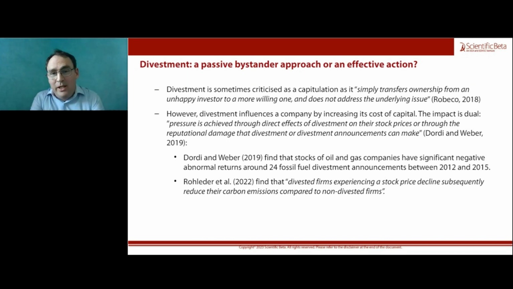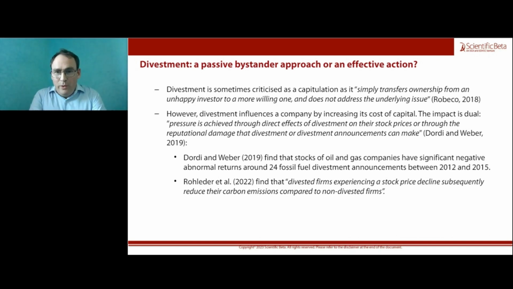Some people will claim that this transfer of ownership has no impact. Sometimes it's even claimed that the impact is negative, because you might transfer the ownership from the public markets, where there is a lot of public scrutiny and more transparency, over to private hands, where there's less transparency, less scrutiny, and the owners might just be less scrupulous about climate change. So by transferring from public to private ownership, you might actually do more harm than good.